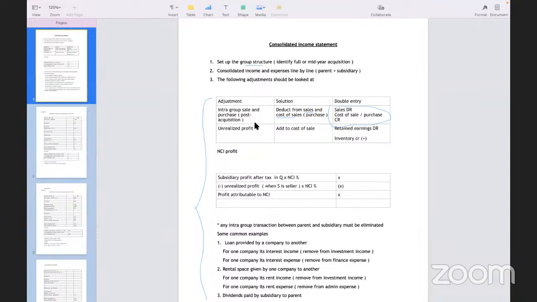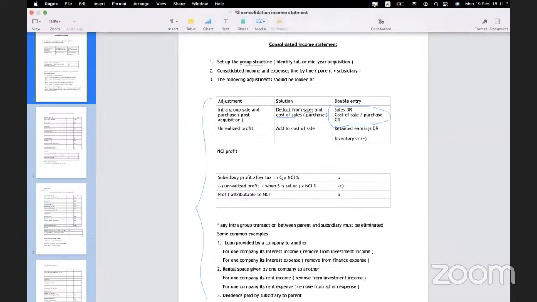So guys, this is the first adjustment that you will always get in the exam if it is an income statement. What is that one? Intra-group sale and purchase. For one company, it's a sale, reduce it from sales. For another company, this will become purchases. So you reduce it from purchases also. Normally purchases is inside cost of sales, so you subtract it from that.